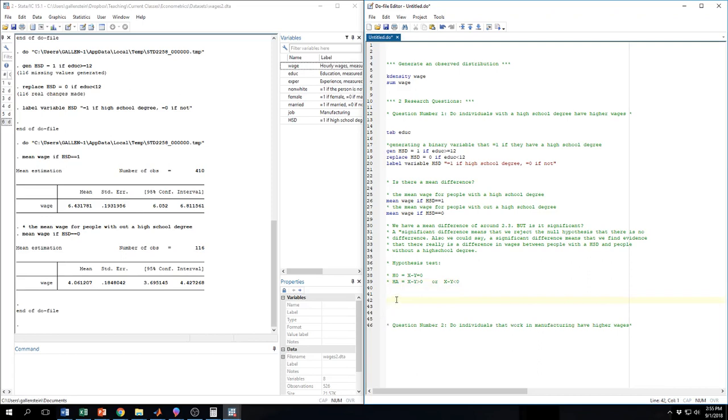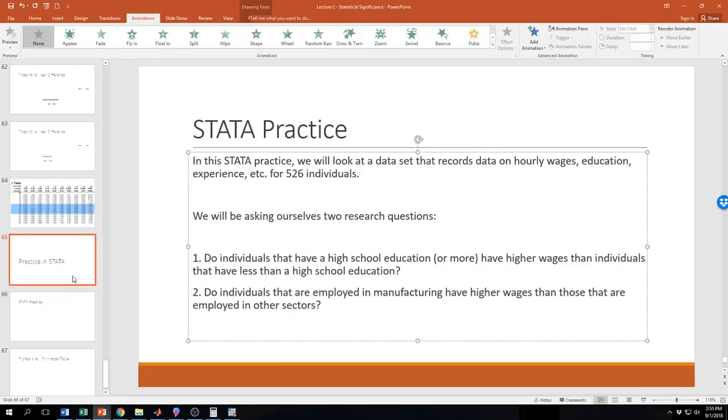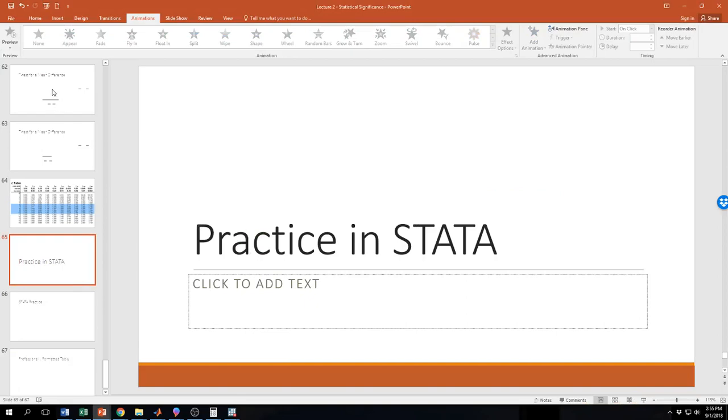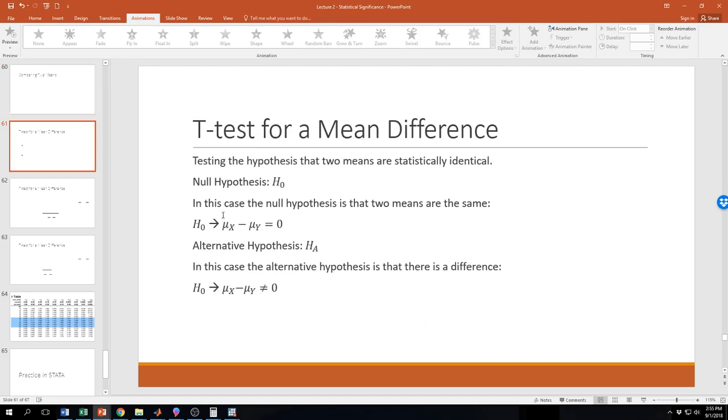How do we do this? This is a mean difference t-test, just like we did right at the end of the lecture. So now I've just written out my null and alternative hypotheses. Oh, hey, look, this should be A, alternative. All right, so I've written out my hypotheses.